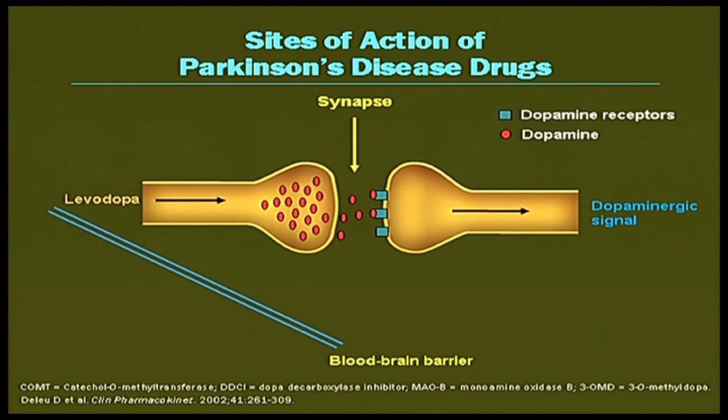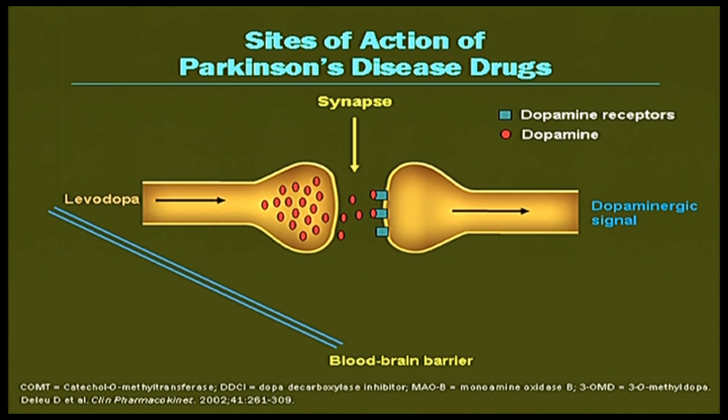But when there's a loss of cells in the substantia nigra and you have reduction in the neurotransmission of dopamine, you have symptomatology that affects activities of daily living. What we want to do is try to improve in Parkinson patients this messaging system. And we do that by increasing the amount of dopamine. Now, this shows us the sites of action of Parkinson's disease drugs.